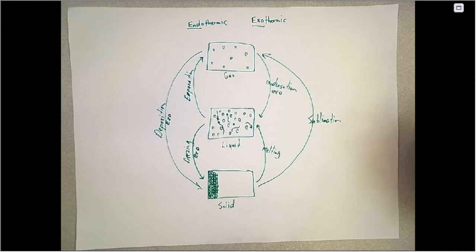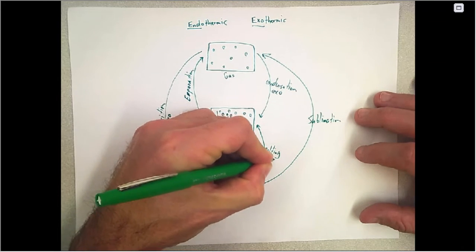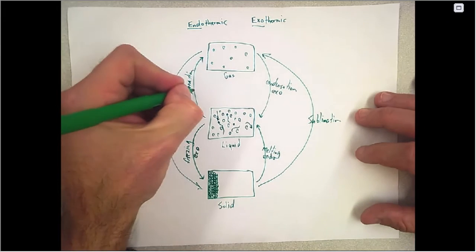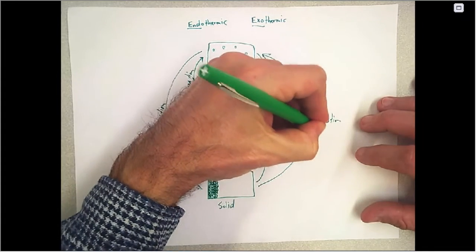And if those are exothermic, the rest of them, melting, evaporation, and sublimation, are endo. Heat is entering them. So let's label those. Melting is endothermic, entering. Evaporation is endothermic. And lastly, sublimation is endothermic.